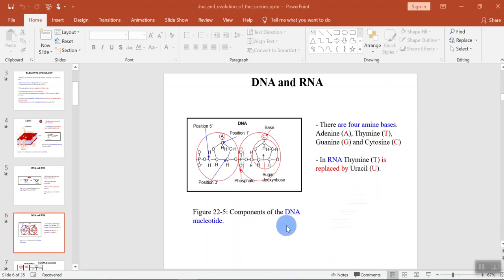Here are the components of the DNA. There are the phosphate groups. Then there's the sugar, the 5-member sugar, and the amine bases A, C, T, G. In RNA, note that T is replaced by U. Phosphate groups, the 5-member sugar, and amine bases.